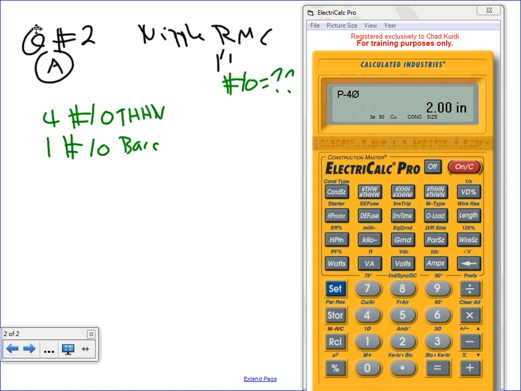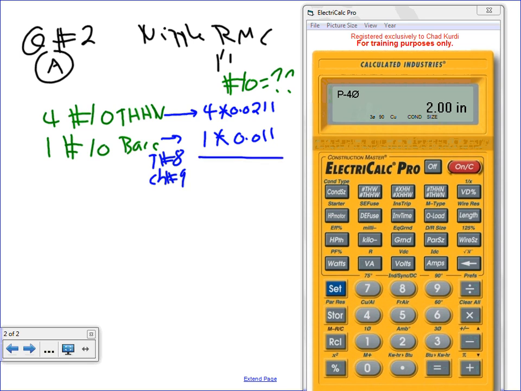Okay, if you guys translate this directly, it's 4 times 0.0211, and the second one is 1 times 0.011. The challenge is to go to Table 8, Chapter 9 for the bare conductor. That's really the difference. Everything else is from Chapter 4 and 5. If you do it this way, you come up with 0.09954. That's the occupied space.